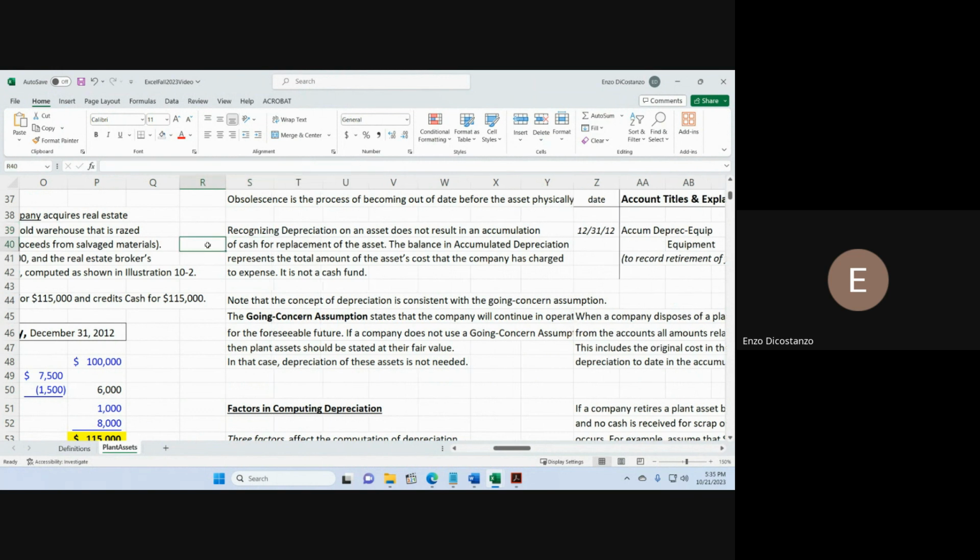The balance of accumulated depreciation represents the total amount of the asset's cost that a company has charged to expenses. So what's happened is you've recognized all the depreciation expenses and added them up. That's your accumulated up to that point. It's like a retained earning almost.